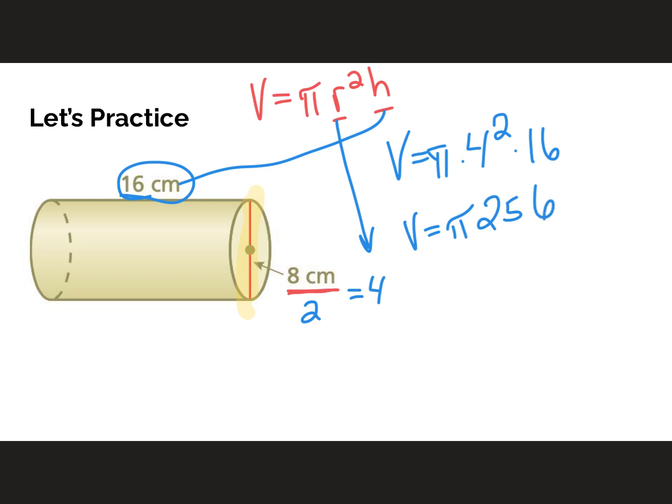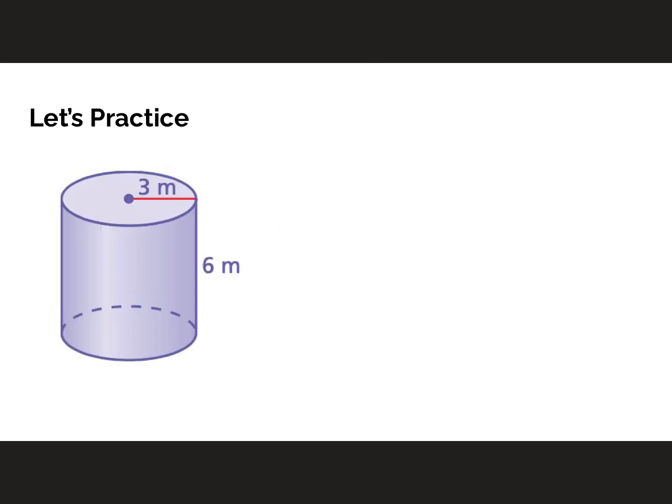So 256 pi would be the exact answer. If I wanted to give the approximation, it would give me a volume of 804.2477, which rounds to 804.25. Okay, not too hard. Again, we're going to be using our calculators.